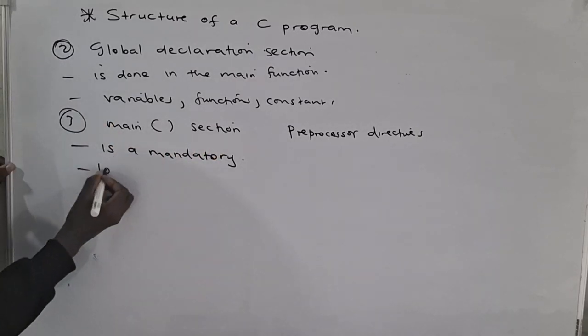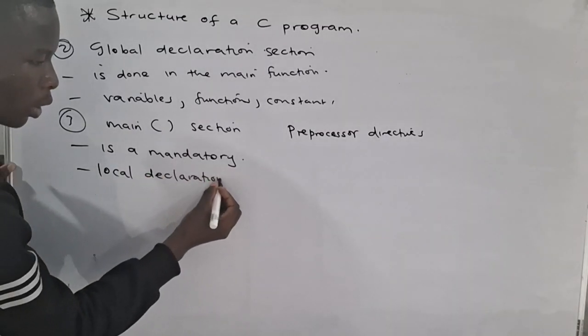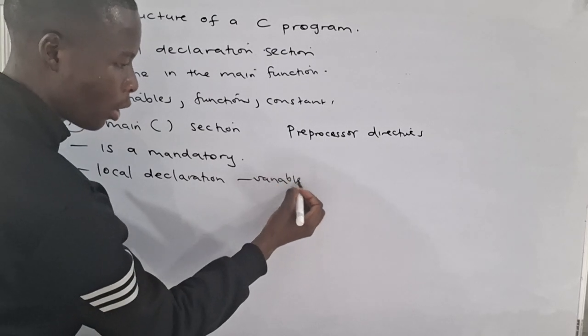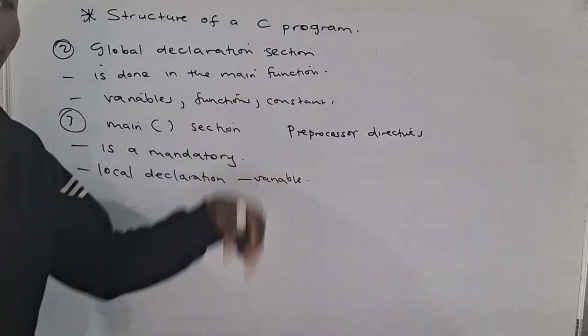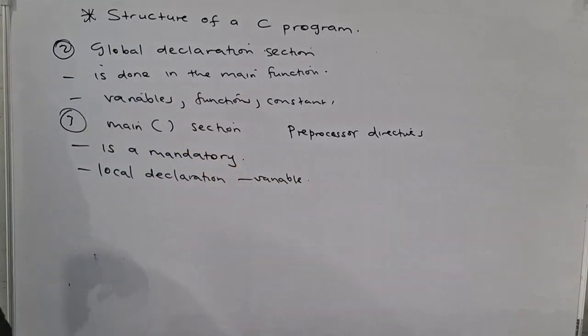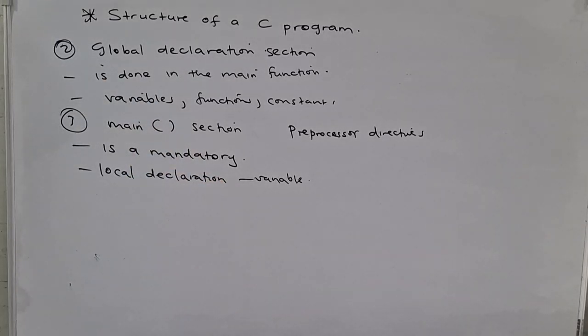Then we have what we call local declaration. Here you can declare again a variable. We have what we call a locally declared variable. What is this? You are declaring a variable in a function, which is in the main function. Okay, this is what we call local declaration. Let's move on to the next part.